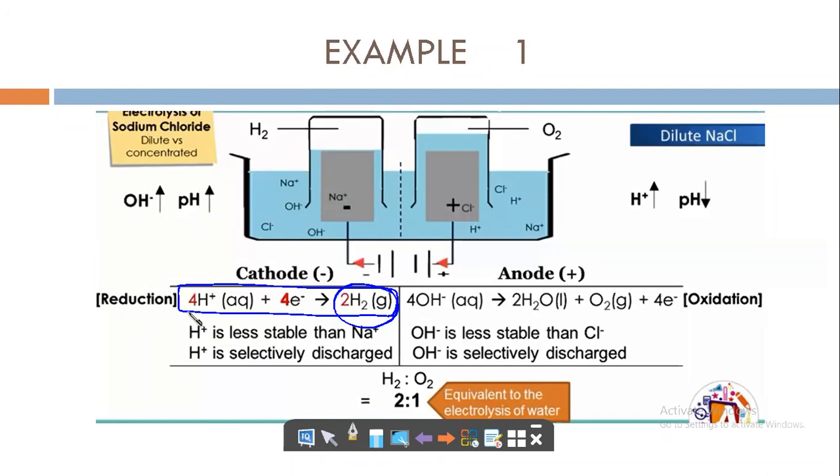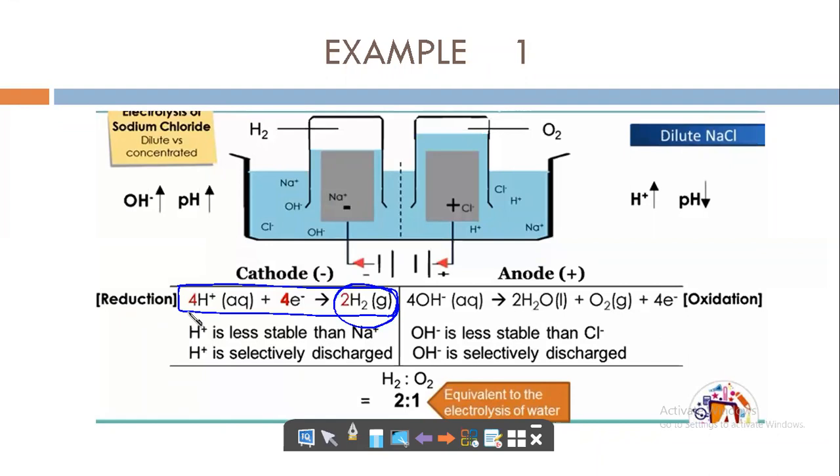So for the cathode, the ion of the more reactive element stays back in the solution, and the ion of the less reactive element is the one that will be discharged and forms the product. Any questions? It's straightforward.